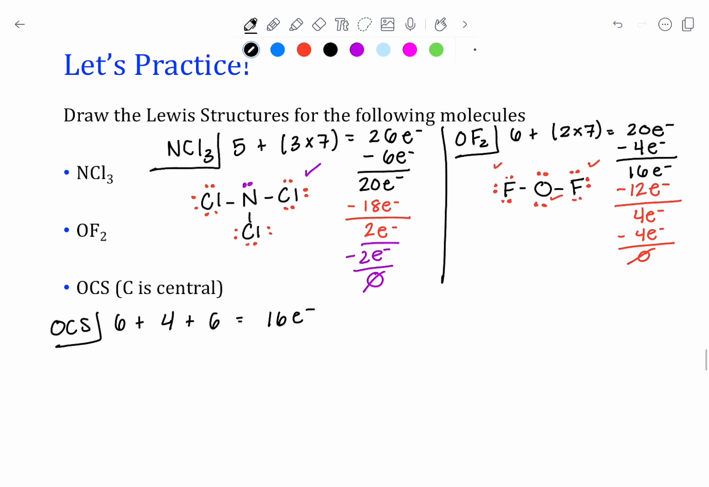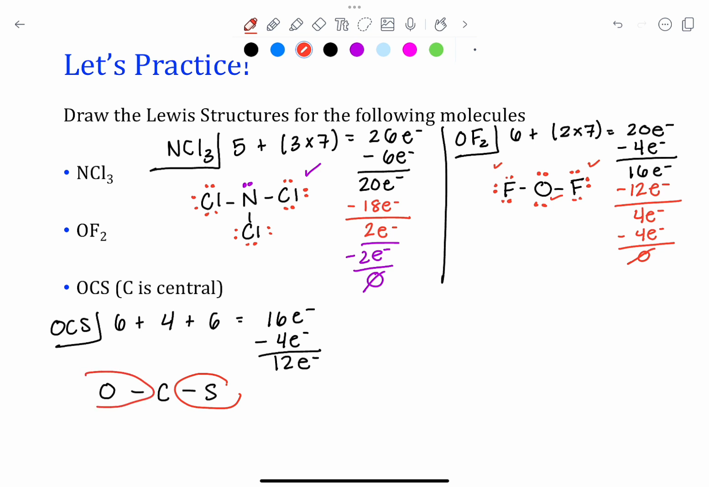So if carbon was central, we had carbon that was bound to a sulfur and an oxygen. That used 4 electrons right there to create those bonds. So I have 12 electrons left. Those 12 electrons are going to be placed around my sulfur and my oxygen, since they both have incomplete octets. They only have 2 electrons, so they each need 6. So let's do 1, 2, 3, 4, 5, 6, 7, 8, 9, 10, 11, 12.